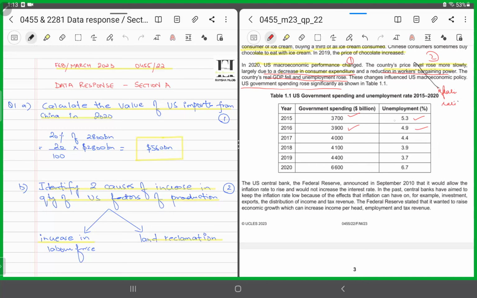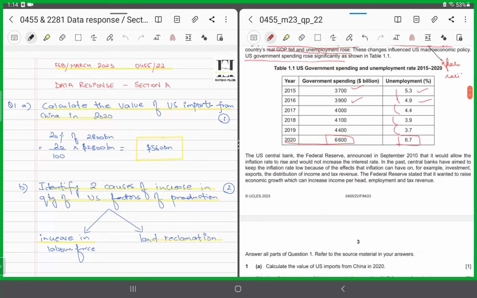So from 5.3, it went to 4.9, to 4.4, to 3.9, to 3.7. And finally, in 2020, it was $6,600 billion, but instead of unemployment falling, the unemployment rose. So this is the exception only. Otherwise, you can see that there is an inverse relationship. The higher the government spending, the lower the unemployment will be, except for 2020.